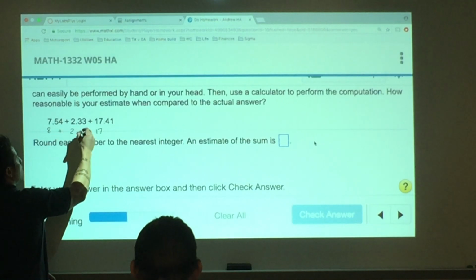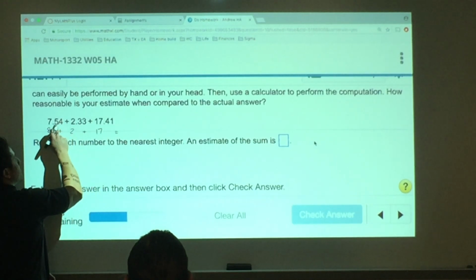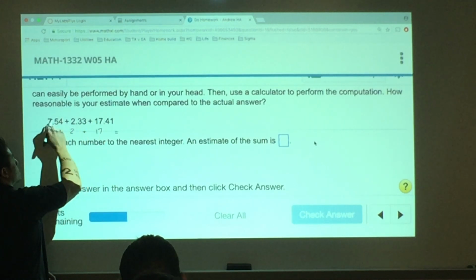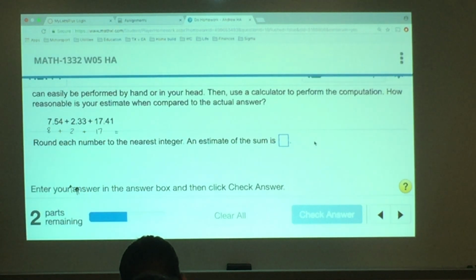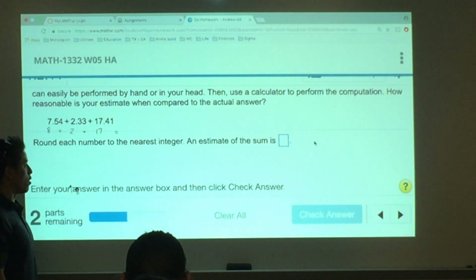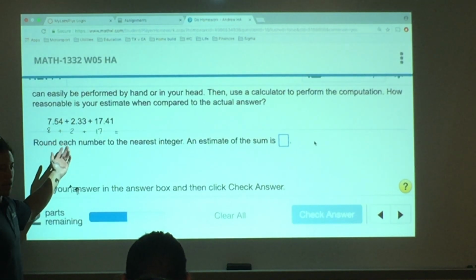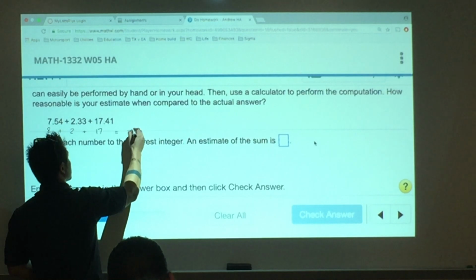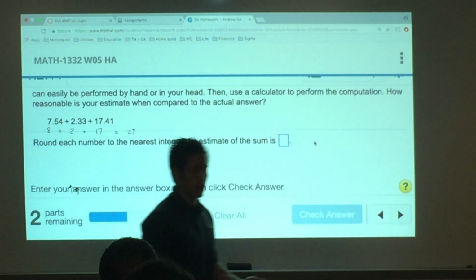So what did I use? I used the first decimal place, the tenths place, to round the ones place in all of these numbers. Treat it like it's money, right? $7.54, $2.33, and so on. Now I can do this more in my head. 8 and 2 is 10. 10 and 17 is 27. So that's a pretty easy computation.